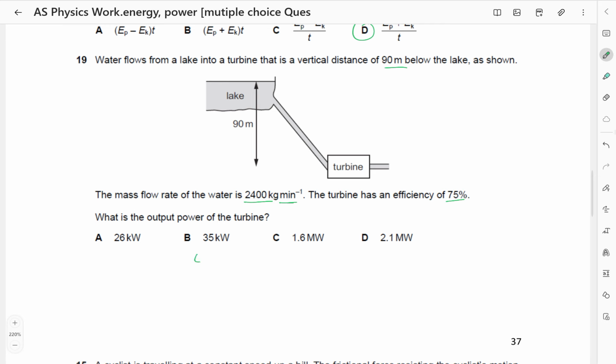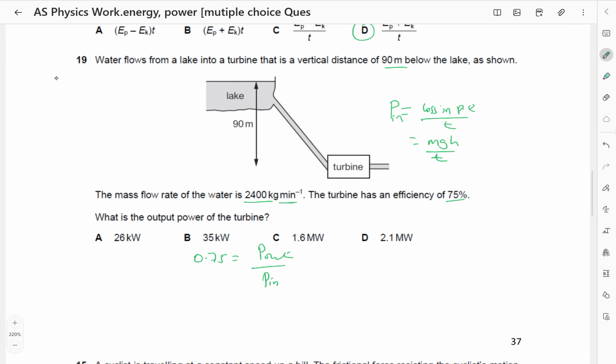So efficiency, which is 0.75, is equal to the output power divided by the input power. Now the input power is the work done per unit time by the water which is coming from the height h. So power input is coming from the loss in gravitational potential energy of the water per unit time, which is going to be m, mass of the water, times g times the height through which it falls, over t. But we have mass per unit time, we just need to change it to seconds.